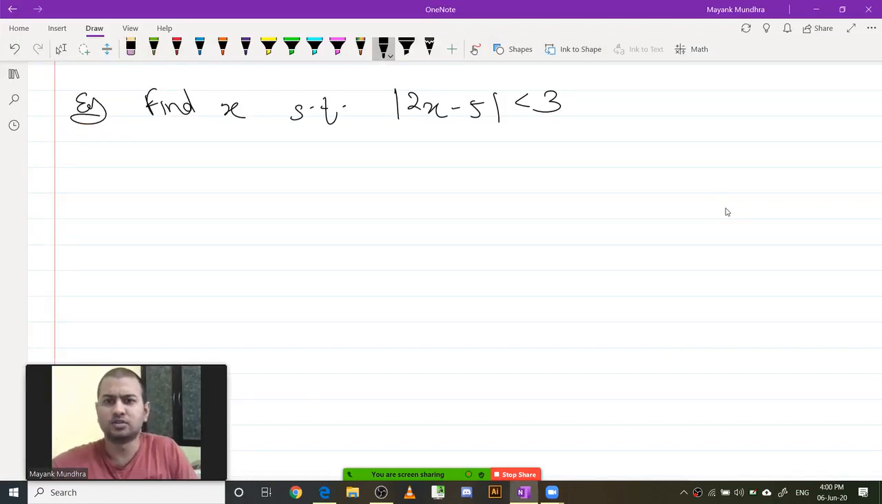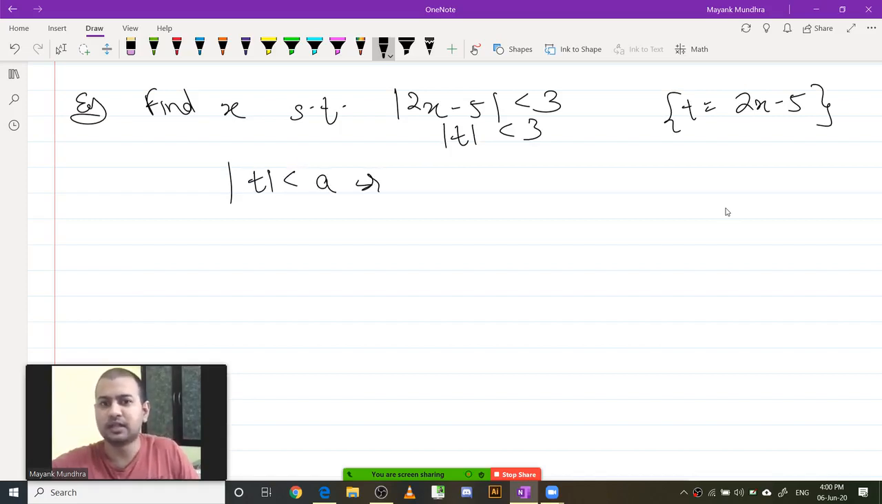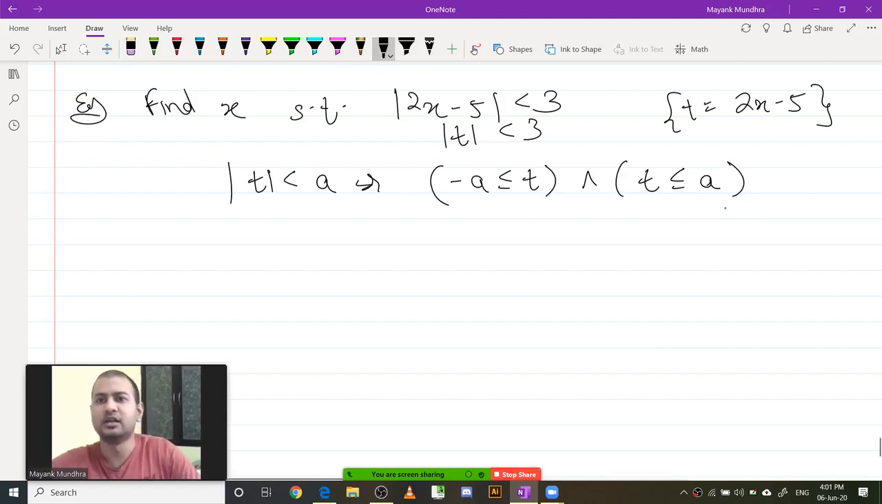Suppose this is mod of t less than 3, where t equals 2x minus pi. So we studied that mod t less than a implies that minus a is less than or equal to t, and t is less than or equal to a. Both these conditions need to be true simultaneously. After this, just substitute t with 2x minus pi.